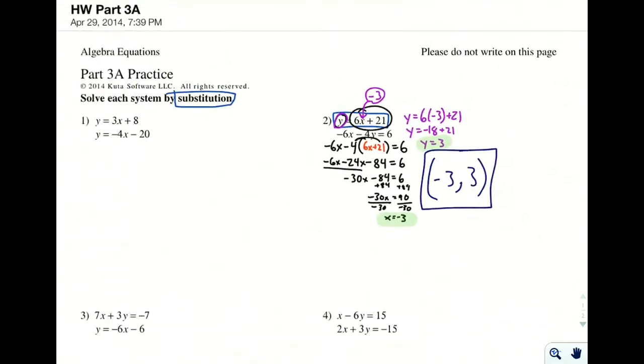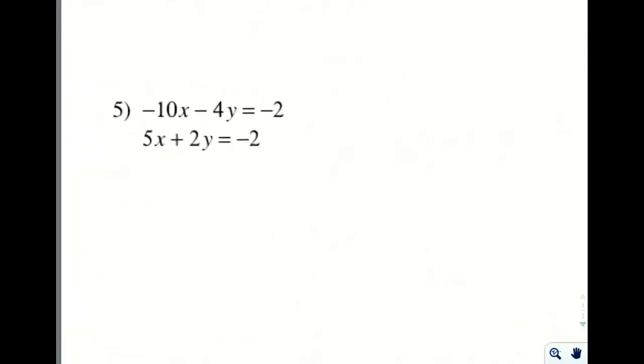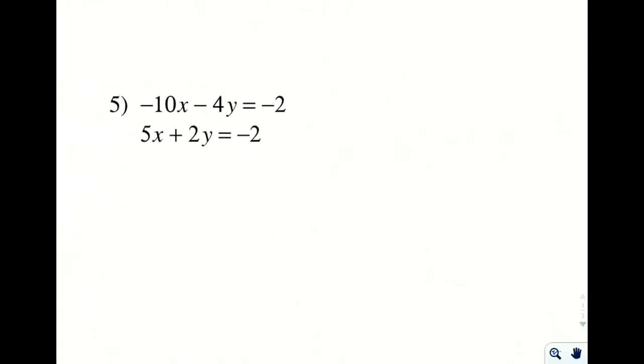Now we're going to zoom over to number 5, because number 5 has a few unusual things going on, and I want you to see different ways of tackling that. You'll notice here that I don't have an x or a y by itself, so I have to work a little bit harder in this one.